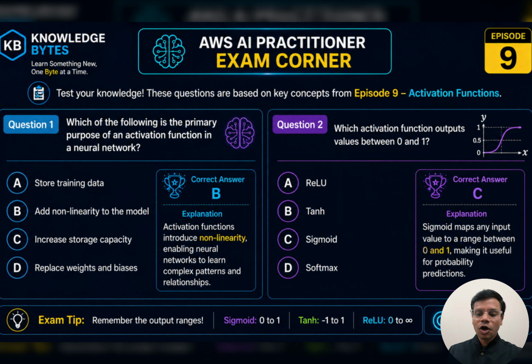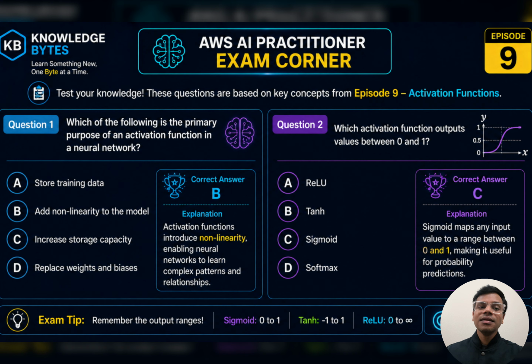As we have talked about every time, we can eliminate answers first if we don't know the direct answer. For example, answer A talks about storing training data, which is not right here. It is not about storing data. Answer C, increase storage capacity, is also about storage, and an activation function is not about storage capacity or replacing weights and biases. It is purely about adding non-linearity to the model. So answer B is correct.